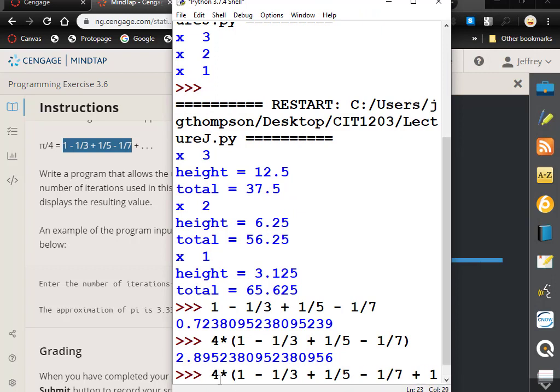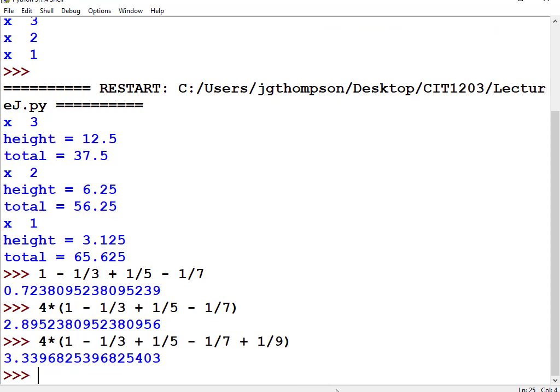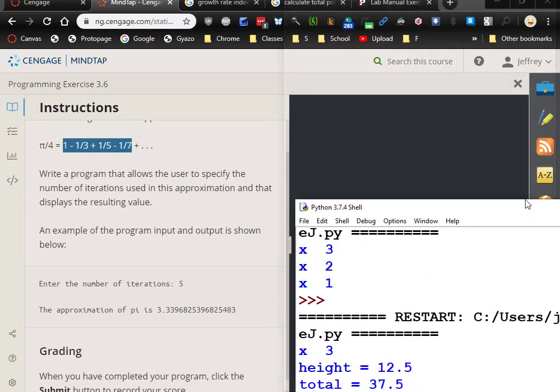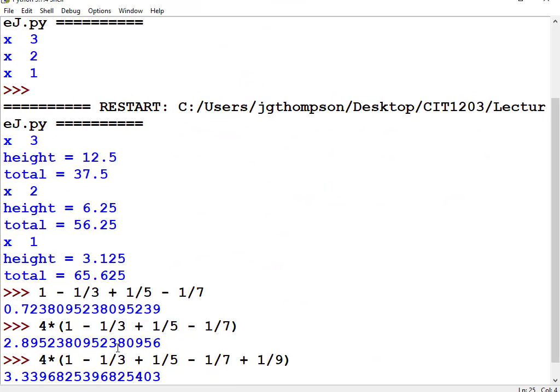And I need to copy it to make it easier than what I've been doing. All right, just blow up. Here we go. 3.3. How close is that? 3.3968. Okay. So they're saying that that's 5 iterations: 1 minus 1/3 plus 1/5 minus 1/7 plus 1/9.